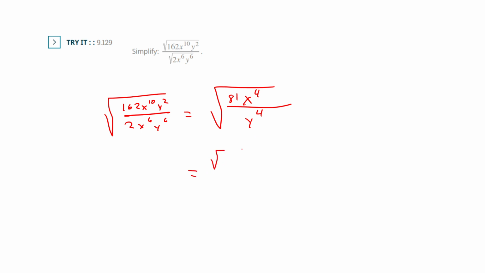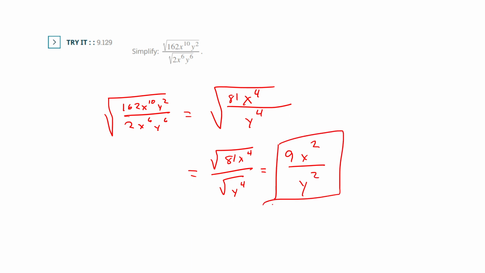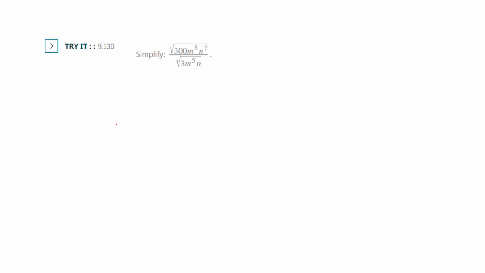Now let's turn that into individual square roots. Okay, square root of that top. Hopefully you're comfortable seeing that would be 9x squared, and on the bottom would be y squared. Okay, try this one on your own if you want to pause the video. Same thing, just more complicated. I'm putting it back together under 1.